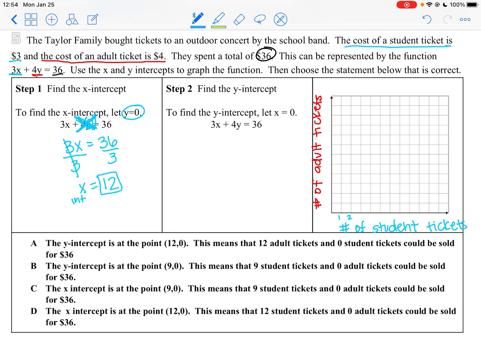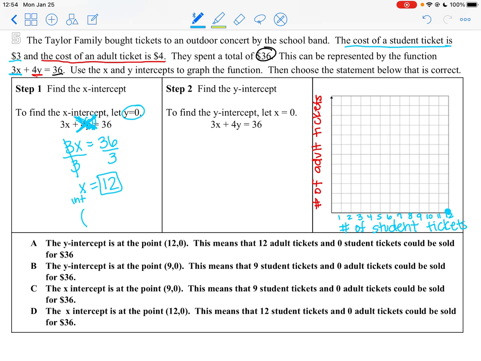I'm going to go put a dot at 12 on the x-axis. Luckily, this graph has enough space that if I count by ones, 12 is going to be that very last spot on the x-axis. So I don't have to change my scale. I can count by ones.